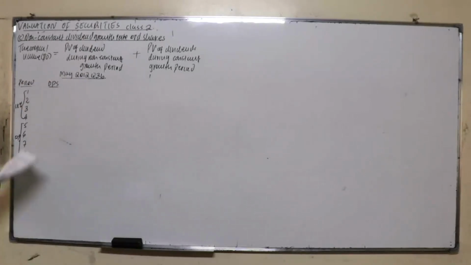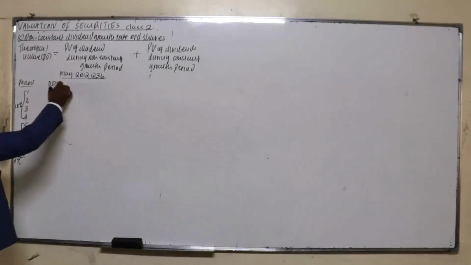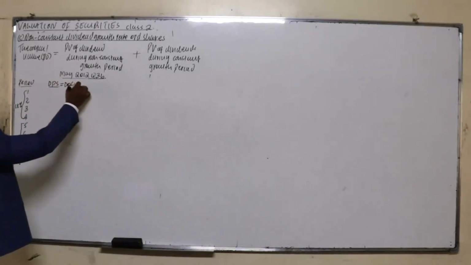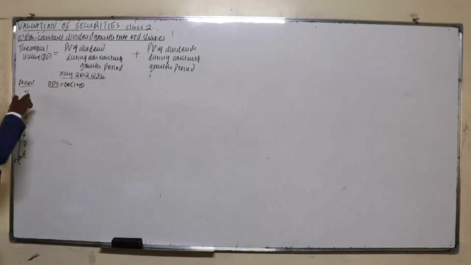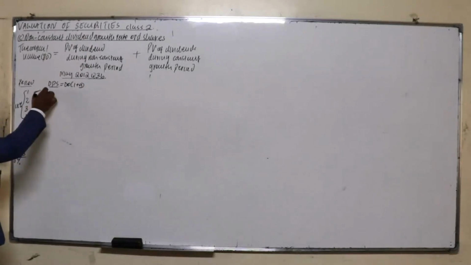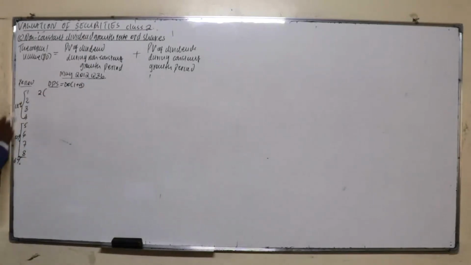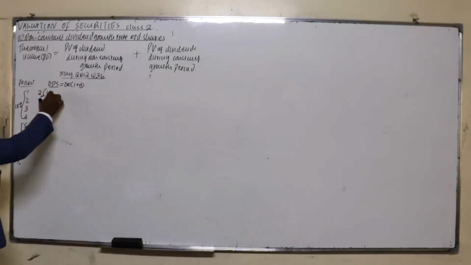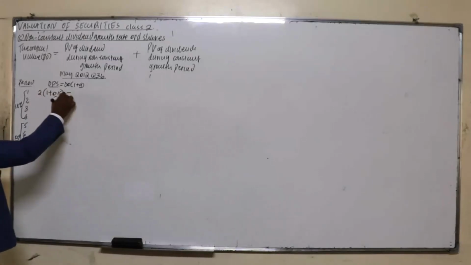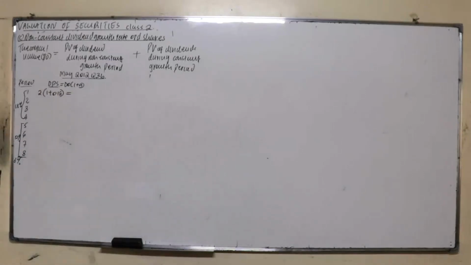Which are those dividends? We are told that the last dividend per share to be paid was 2. That's D0. So to get this, you will take D0 times 1 plus g. As simple as that. For the first 4 years, each year, the dividend will be growing at 18%. So it's 1 plus the growth rate, 0.18. You just take 2 times 1.18.